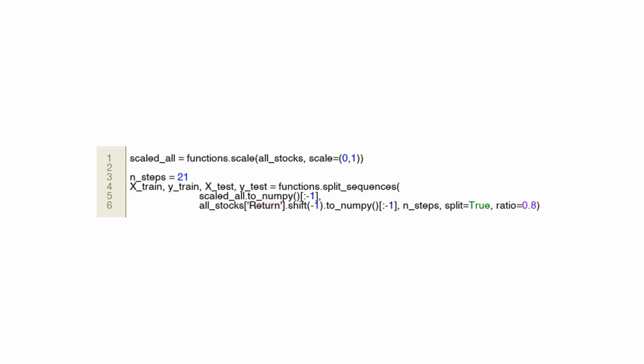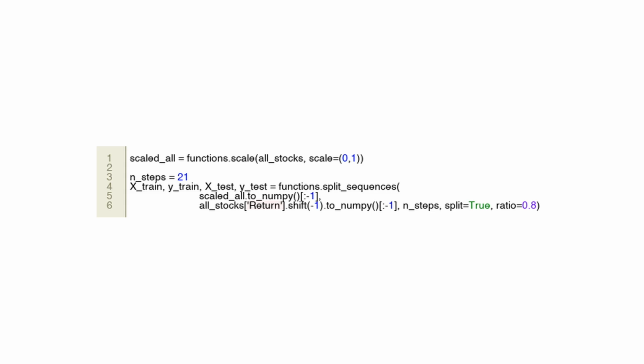Initially, the code uses a scaling function, most likely to normalize the features contained within the all stocks dataset. Normalization is applied within the range of 0 to 1. This is a common pre-processing step to ensure that all input features, e.g. stock prices, trading volumes, etc., contribute equally to the analysis, and it helps machine learning algorithms to converge faster.